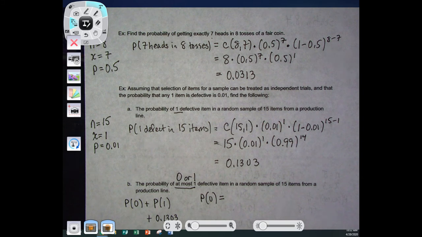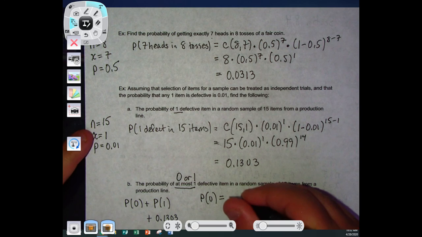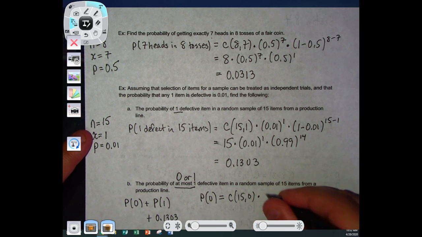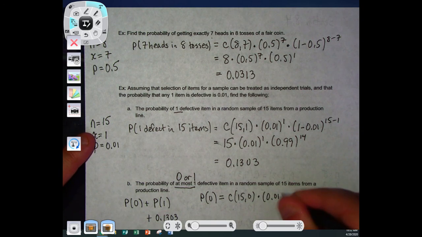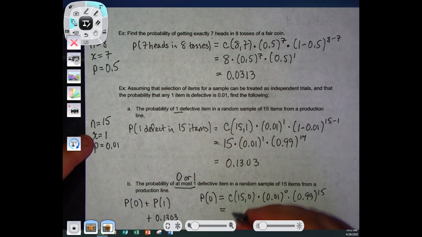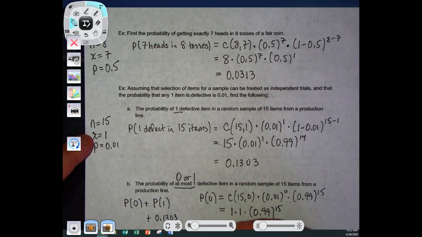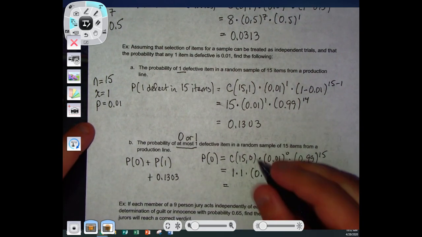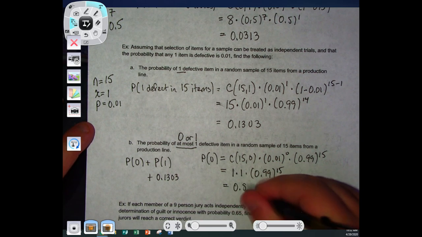So the probability of 0 is going to be the combination of 15 pick 0 times 0.01 to the 0 power times 0.99 to the 15th power. Well, this just ends up being 1 times 0.99 to the 15th power. So when we do that calculation, we end up with 0.08601.